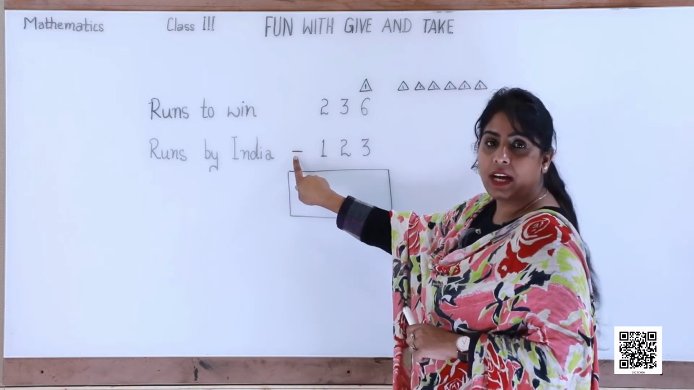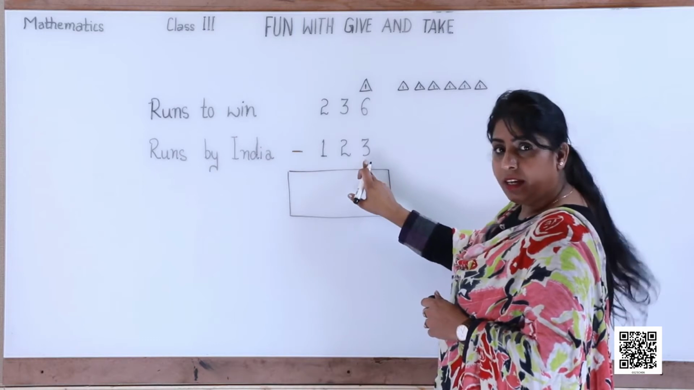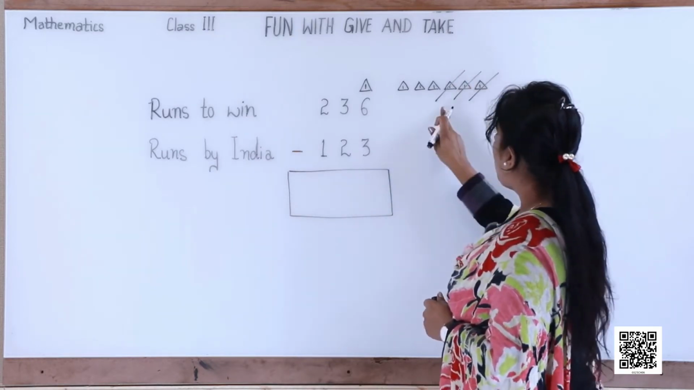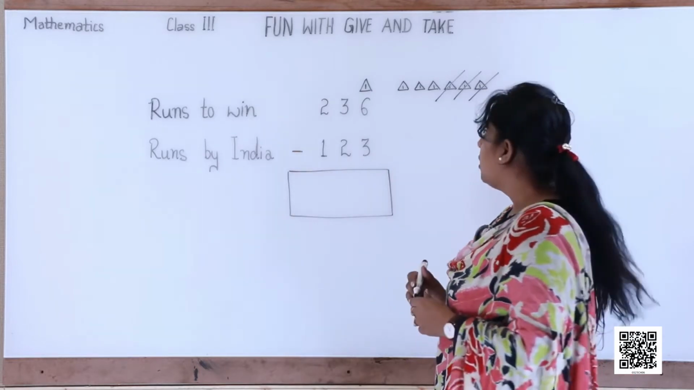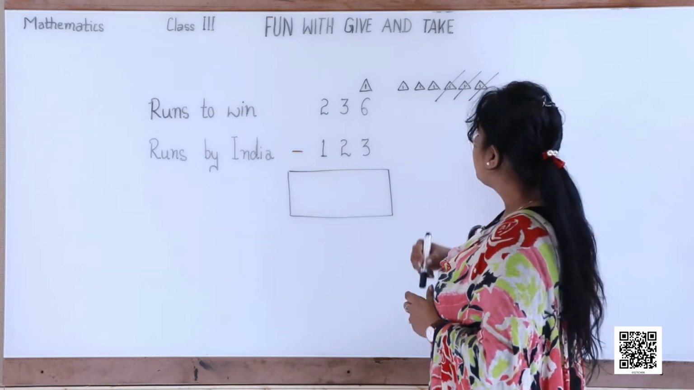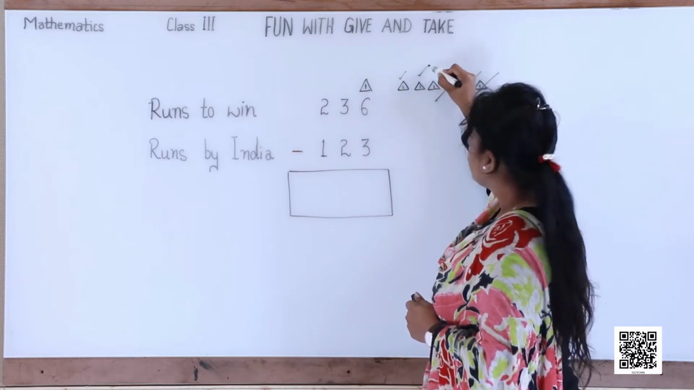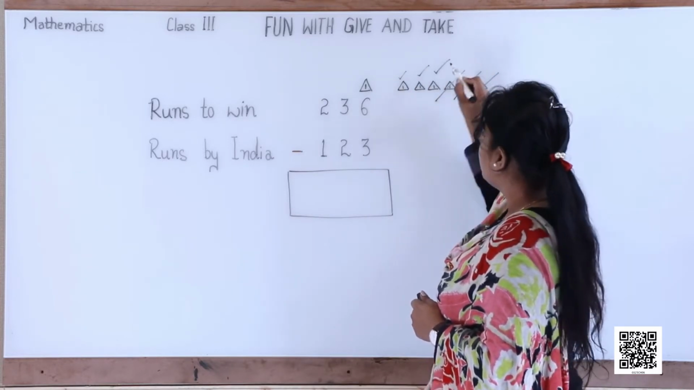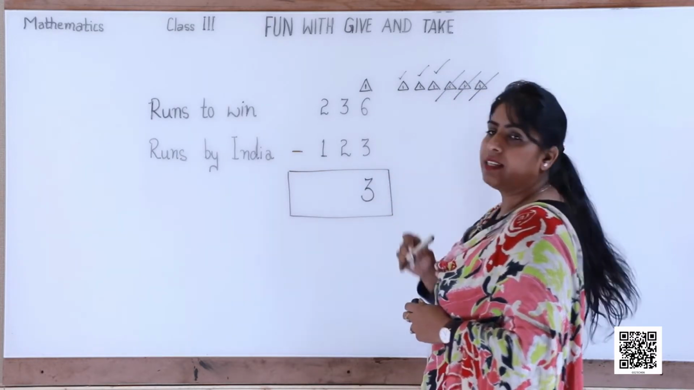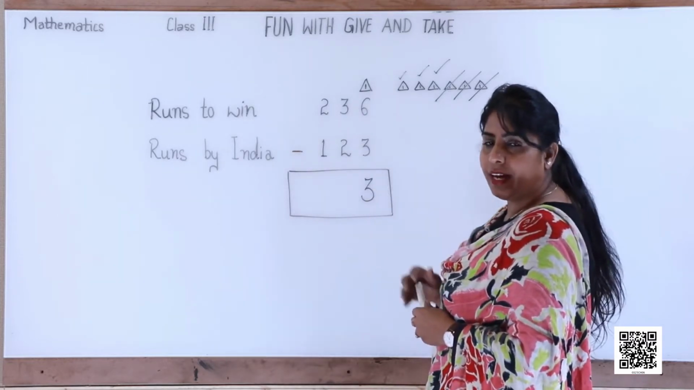So, what are we going to do? We are going to subtract, which means we have to cancel some of these. How many? 3. So, let's do it. First, second and third. All 3 have been cancelled. How many triangles are left? Yes, 3 triangles: this is the first one, second and the third. So 3 triangles are left. What are we going to write here? 3 as the answer to the subtraction from the ones place, right?